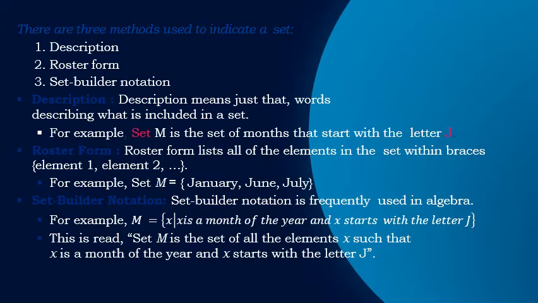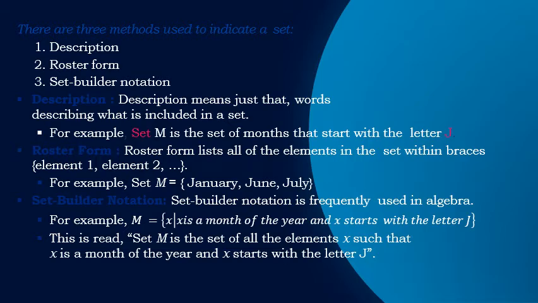So there are three methods used to indicate a set. First, we have the description method. Next, we have the roster form method, and we have the set builder notation. Description means just that: words describing what is included in the set. For example, set M is a set of months that starts with the letter J.